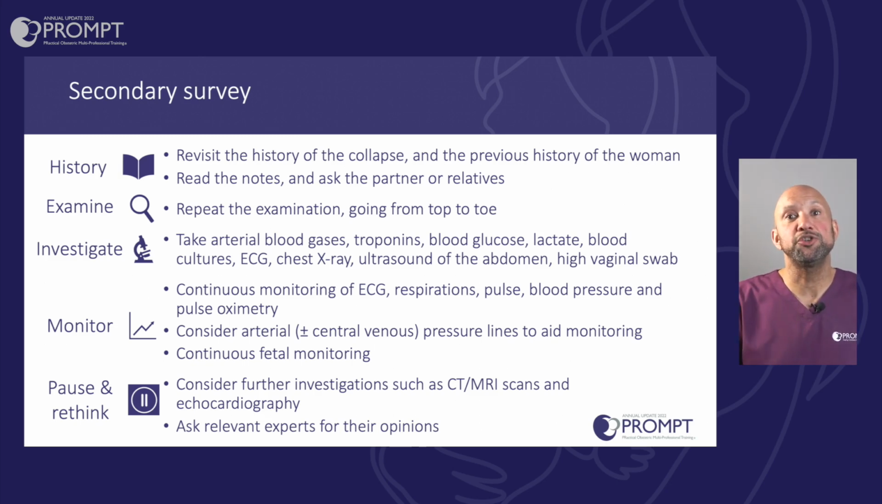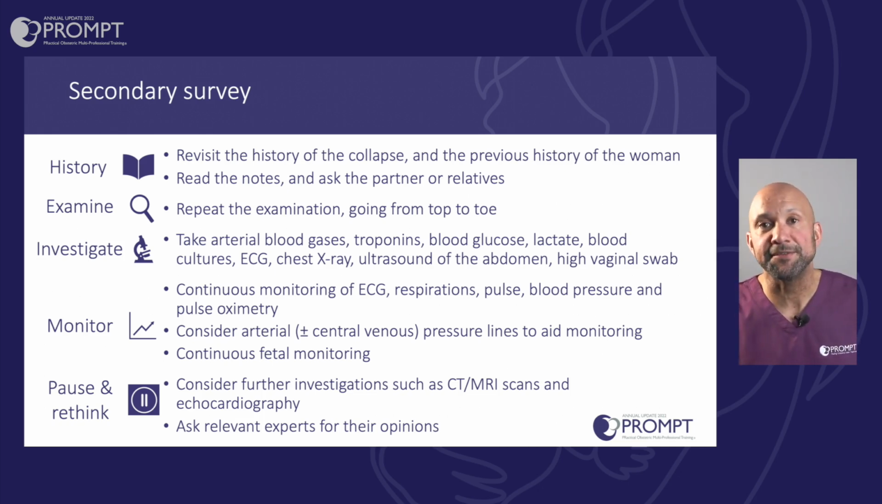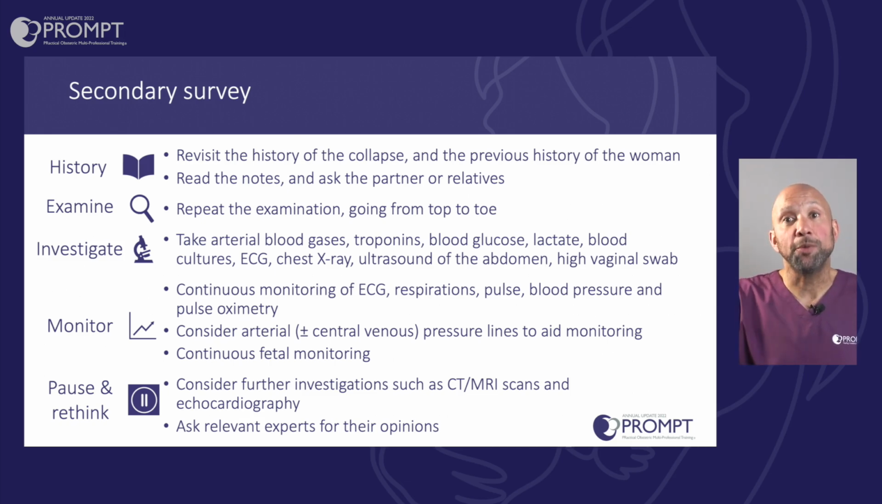So this is an opportunity to do a top-to-toe assessment and reassessment of the woman. So making sure you do a targeted history, revisit the history of the collapse, but also the previous history of the woman. Read the notes and ask the partner or the relatives about the woman and her history. Examine, do a top-to-toe examination. Investigate, so you'd want to take arterial or venous blood gases. You may want to send troponins, blood glucose, check their serum lactate, blood cultures, ECG, chest x-ray and ultrasound of the abdomen, and maybe taking some swabs such as high vaginal swab.